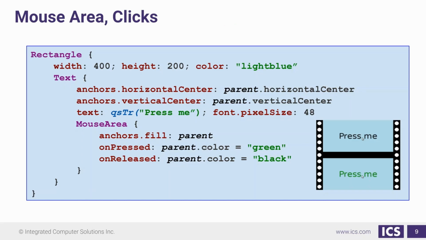Here, we have a rectangle and a text that's centered inside of its body. This is very similar to a button. Basically, it's a rectangle with a label. So now we have a mouse area. Notice it's inside of the text item. So what that means is that when we fill the parent, the parent is the text. So only when we click on the text will the text color change here. And we've used the signal handlers onPressed and onReleased so that when we press it, the text color is going to turn green. And when we release it, the color will turn black.